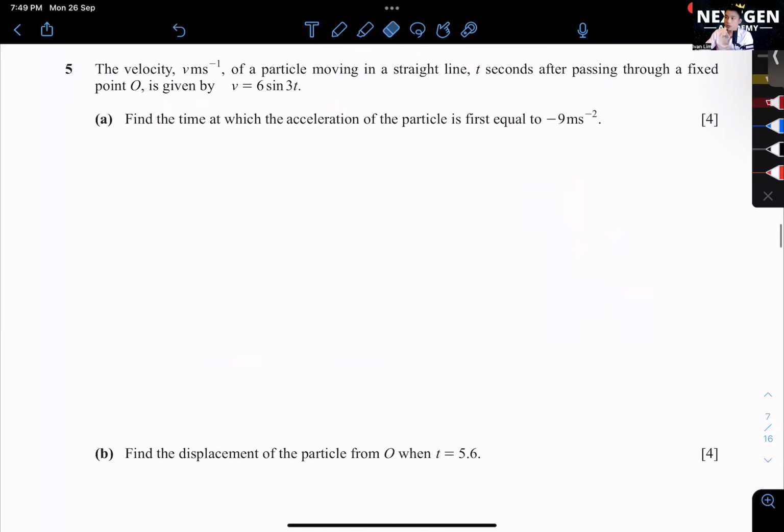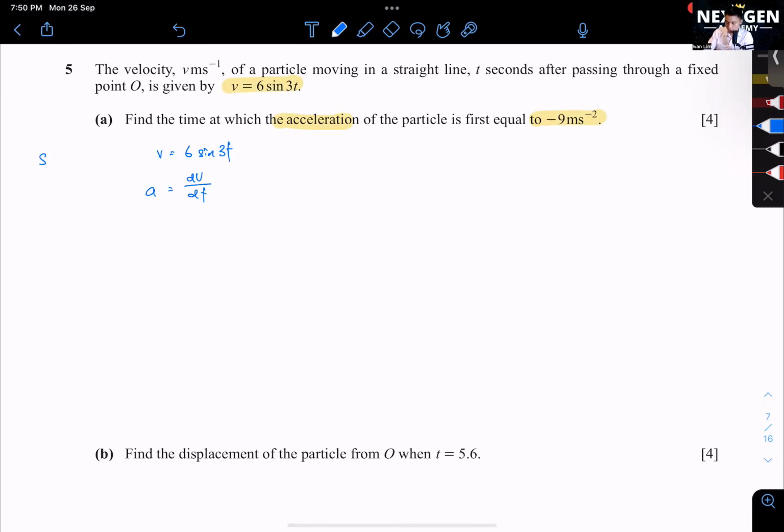Question 5. Kinematics. The velocity v of a particle moving in a straight line t seconds after passing through a fixed point O is given by v equals to 6 sine 3t. Find the time at which the acceleration of the particle is equals to -9. We got v equals to 6 sine 3t. They want us to find a. So a is equals to dv over dt.